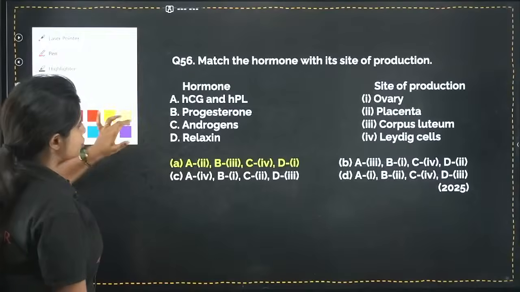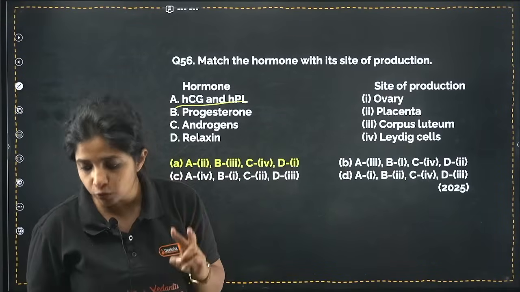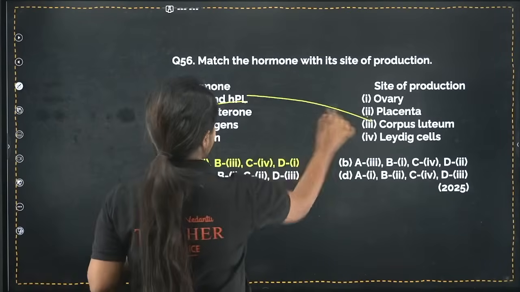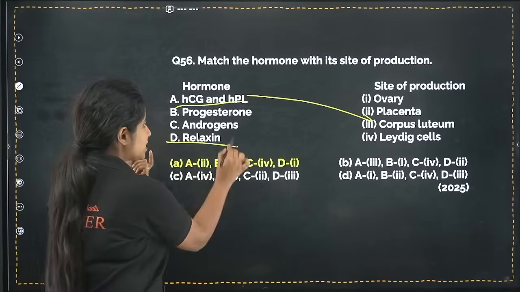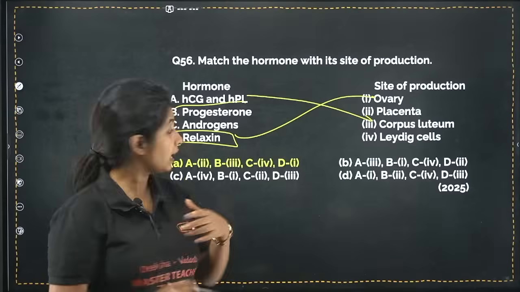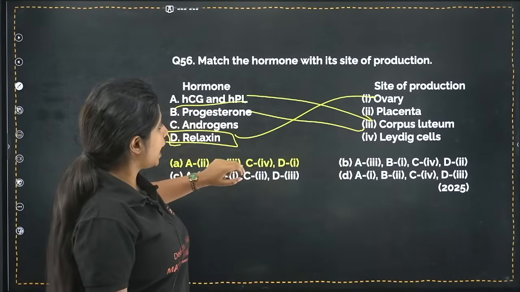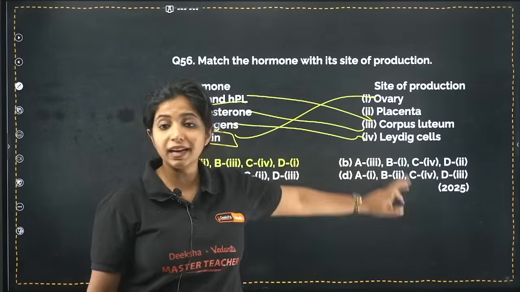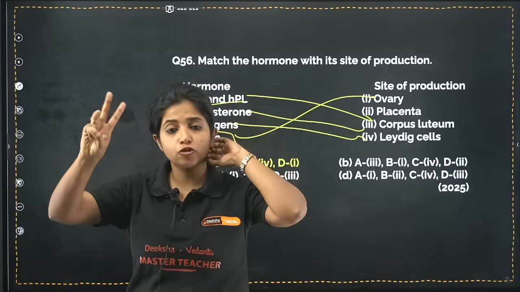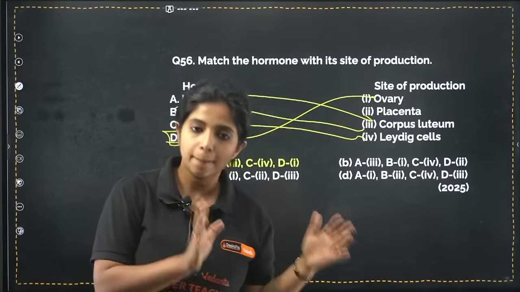Yes, hormones: HCG and HPL, human placental lactogen and human chorionic gonadotropin, both of them are released by the placenta. What about relaxin? Relaxin is released by the ovary, always remember. What about progesterone and androgens? Progesterone is released by the corpus luteum, and androgens are released by Leydig cells. Always remember, placental hormones are four in number: HCG, HPL, progesterone, estrogen. Ma'am, progesterone and estrogen are released by the ovary also, but during pregnancy it is by the placenta.